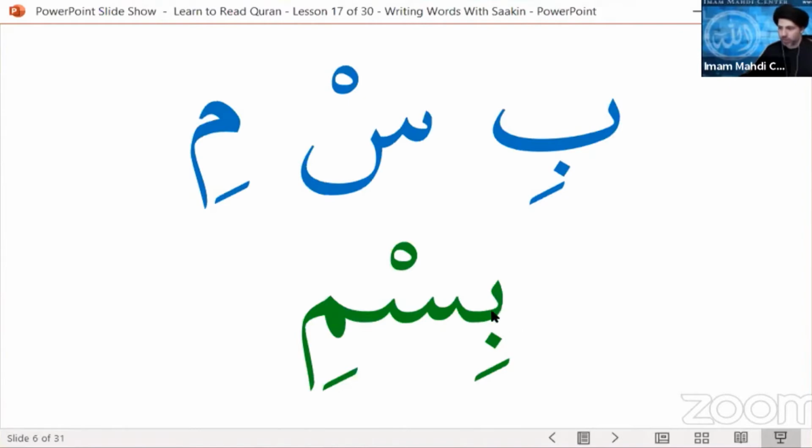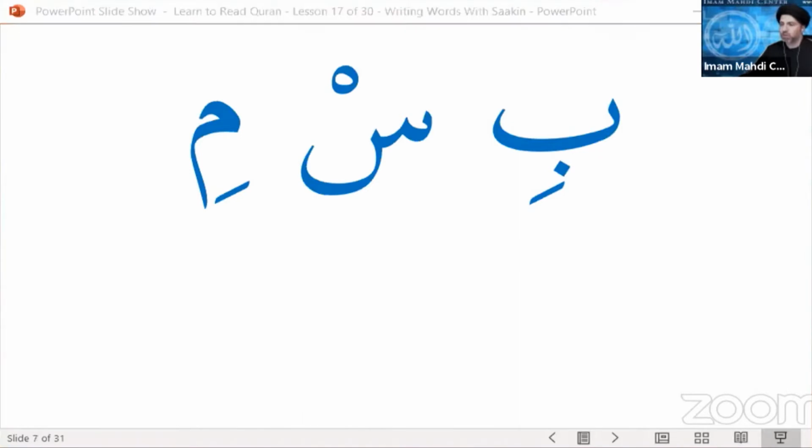And now we combine it by writing the lowercase ba, the lowercase sin, and of course we keep the vowel markings. We keep the kasra on the ba, the Saakin on the sin, which is read together as bis, and then the mim with its kasra, me. So this is bis me.